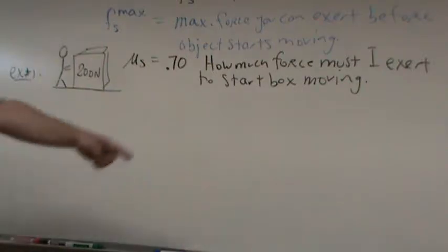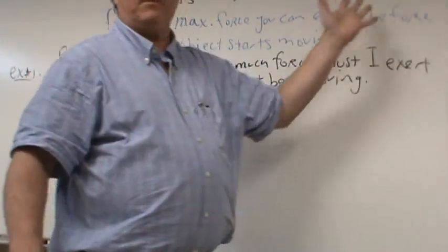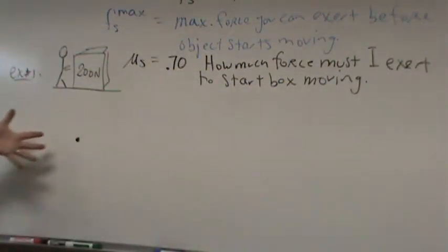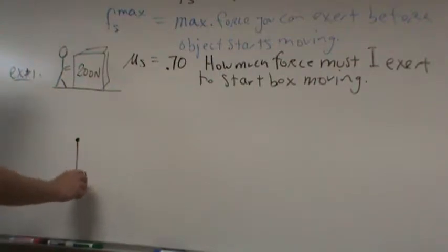Sure, I've learned a new force, but that hasn't changed anything. We're still going to be using the free body diagram. So let's look at the situation. I'm pushing on the box, friction's opposing me. Name me one force on this 200 Newton box. Yeah, good, the weight. So you got 200 Newtons down.